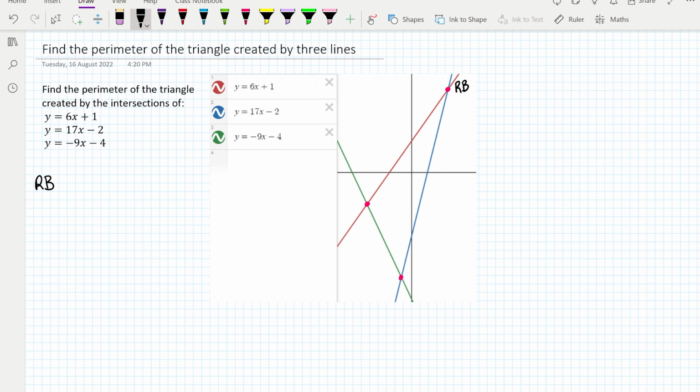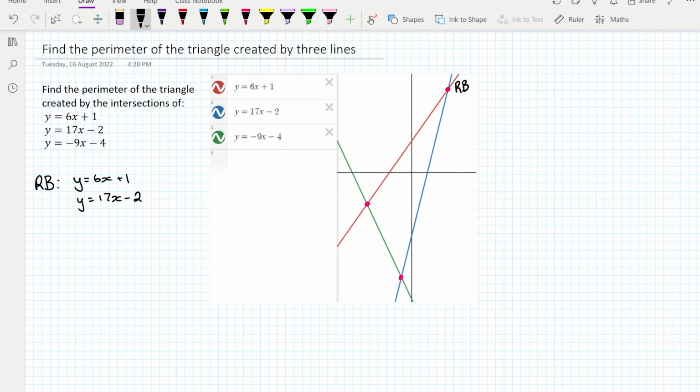So what we're doing is essentially setting the equations equal to each other. My red equation is y equals 6x plus 1. My blue equation is y equals 17x take 2. And what we're going to do is set them equal to each other and find our value of x, and then pop that back into one of the equations to get our value of y.